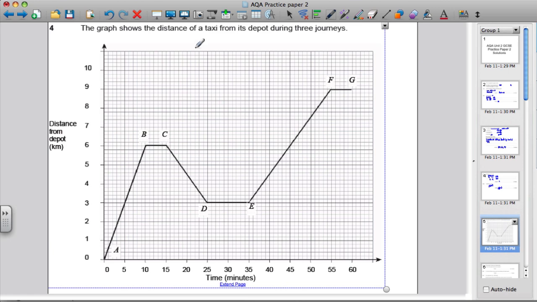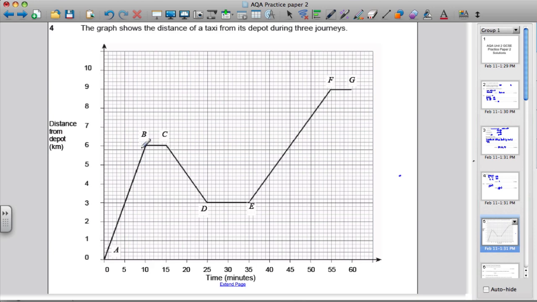Question 4. This is a distance time graph. Before I look at the questions, I always just take a second to understand the graph myself. Now, the y-axis is kilometers and each big square is 1 kilometer. The x-axis is time in minutes and each big square is worth 5 minutes. They start off at time 0. They travel a distance of 6 kilometers to B and it takes them 10 minutes.